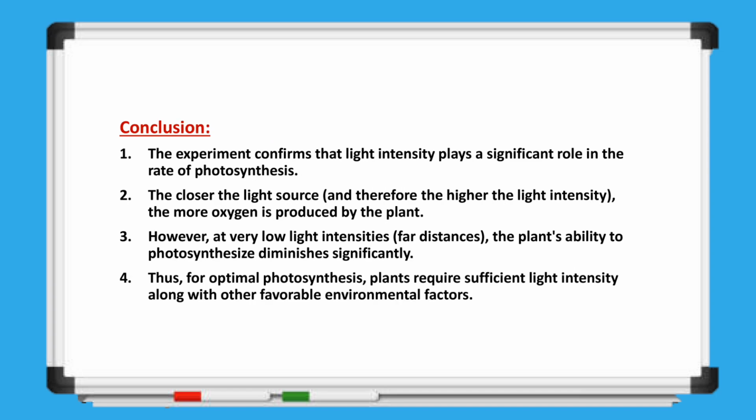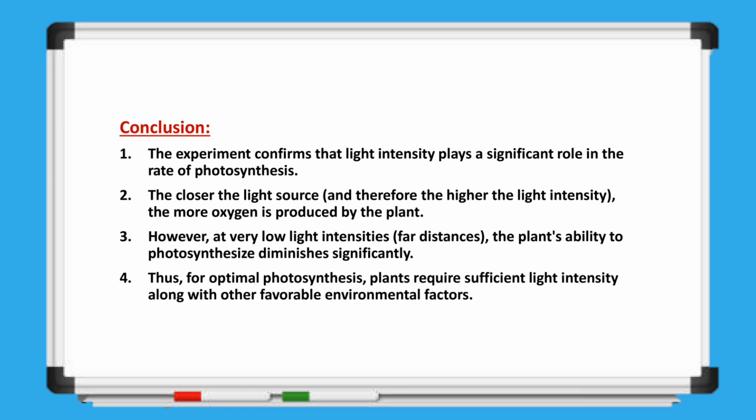Now to sum it all up, this experiment confirms that light intensity plays a major role in the rate of photosynthesis. The closer the light, the more oxygen the plant produces. The farther it is, the less photosynthesis occurs. However, the experiment also shows that light is not the only factor. To achieve optimal photosynthesis, plants also need a suitable temperature, enough carbon dioxide, and other ideal environmental conditions.